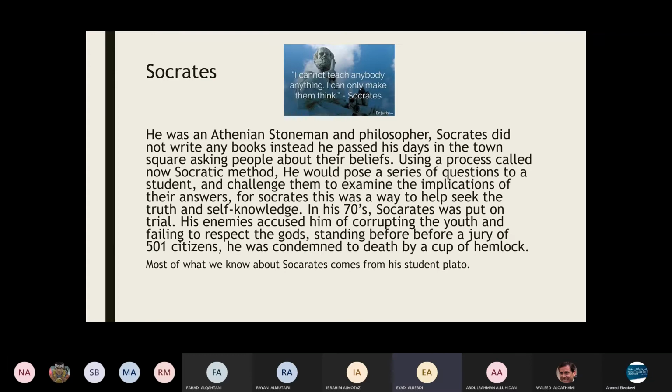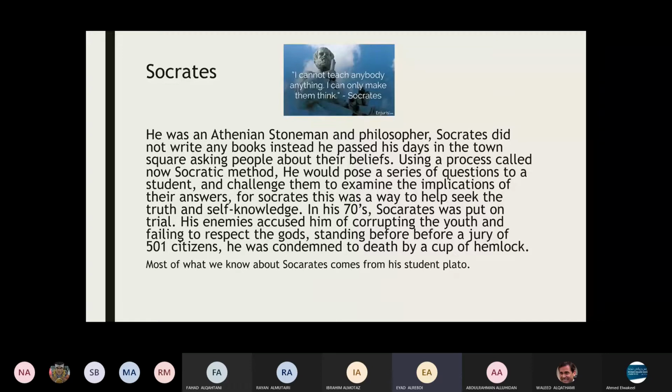Socrates. He was an Athenian stoneman and philosopher. Socrates did not write any books. Instead, he passed his days in the town square asking people about their beliefs, using a process now called the Socratic method. He would pose a series of questions to a student and challenge them to examine the implications of their answer. For Socrates, this was a way to seek the truth and self-knowledge.